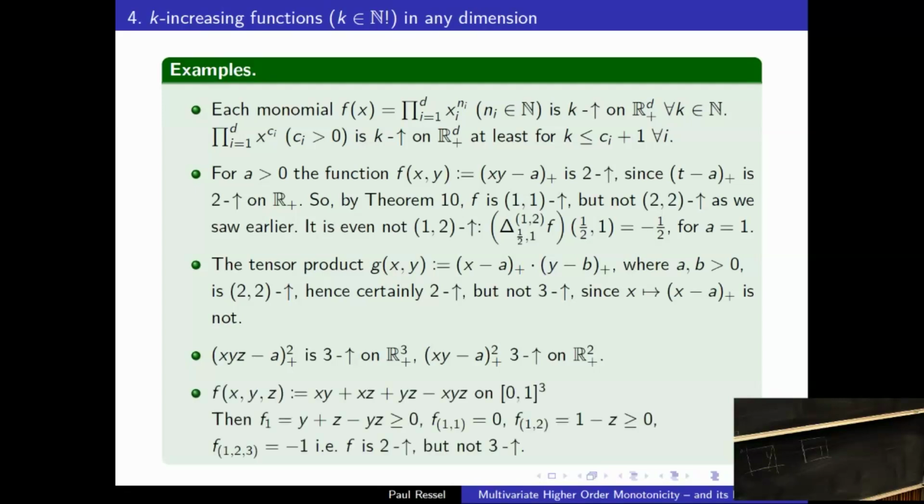And here maybe an interesting example also, on the unit cube: xy plus xz plus yz minus the product of the 3. And here these f1s, that's the partial derivative. F1 is non-negative. F11 is, of course, 0. F12 is 1 minus that, which is also non-negative. But if I take the third derivative, then I have -1. So f is 2 increasing, but not 3 increasing.